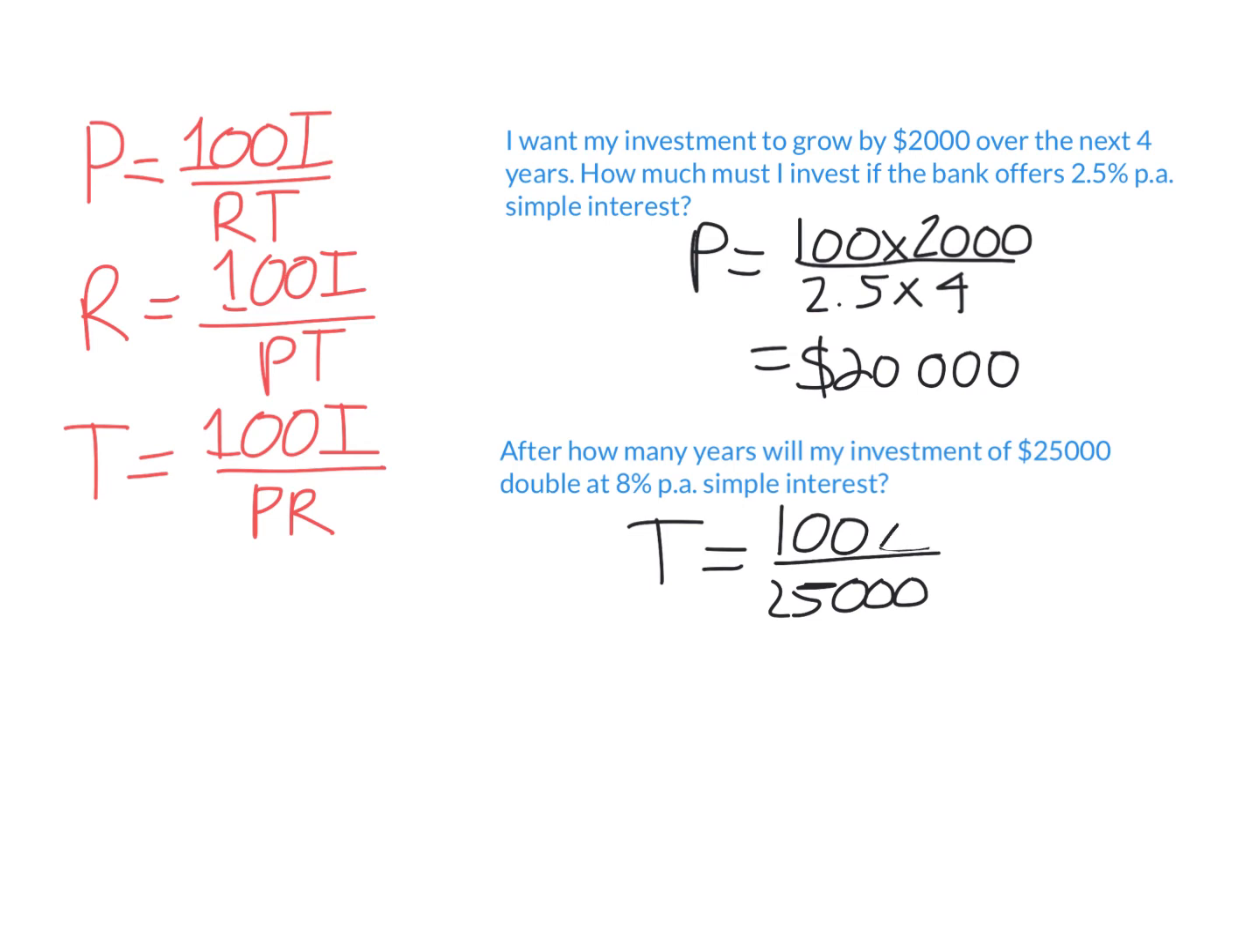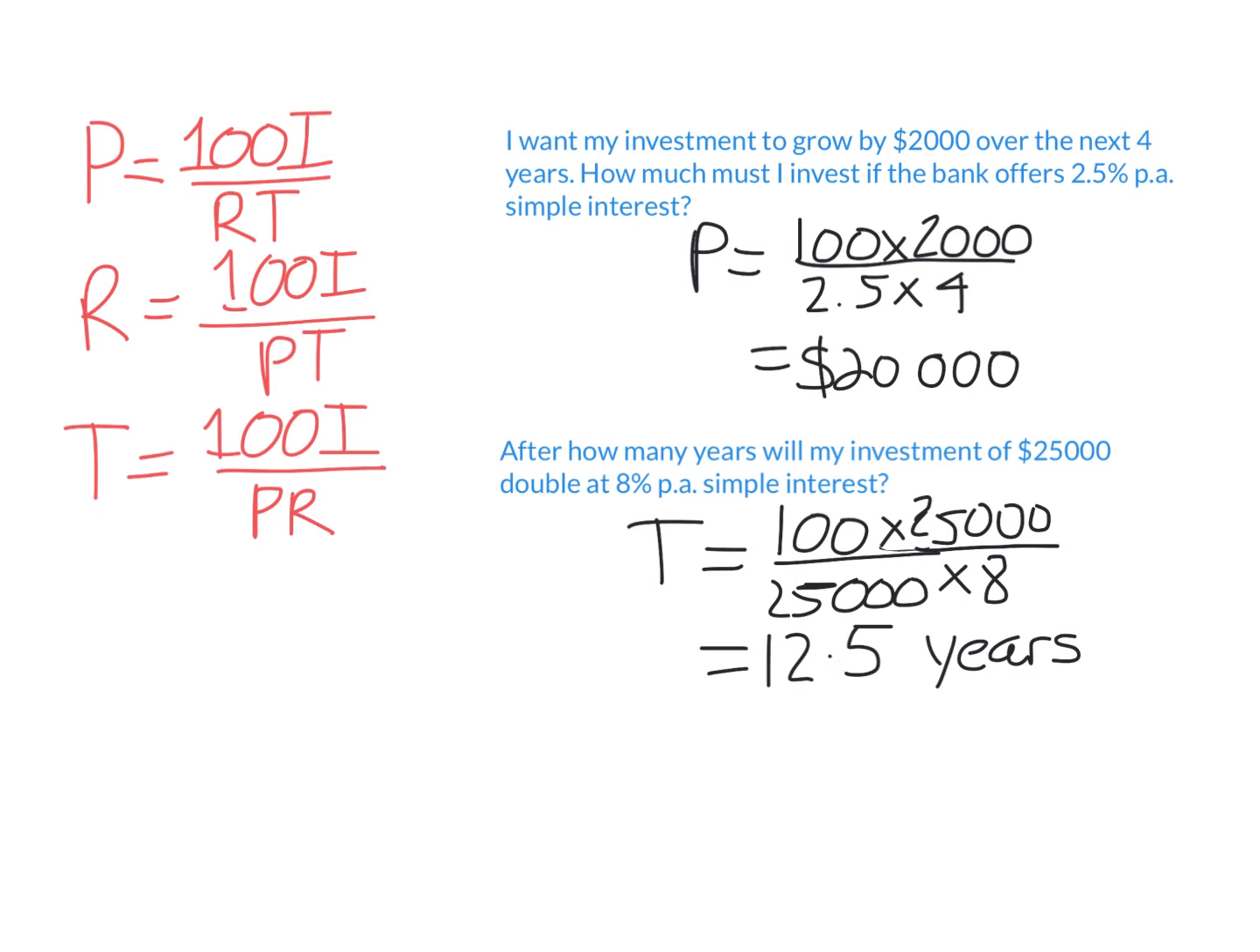So I'm going to replace I with $25,000, and we can see that R, because it's 8% per annum, is just going to be 8. So putting that in our calculator, we get 12.5. Because R was per annum or per year, T will be years. So this investment of $25,000 will double to $50,000 in 12.5 years.